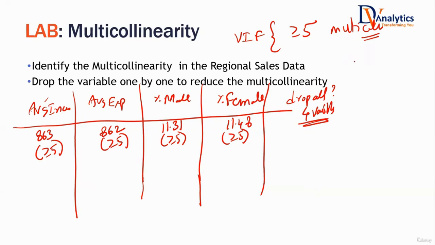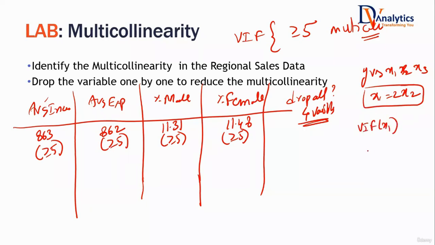There is a small twist in this tale. All of you focus on this. Y versus x1, x2, x3 is your model. Let us suppose x1 is 2 times x2. There is a kind of multicollinearity existing. When you're calculating VIF of x1, which is the x1 versus x2, x3 model, what will be the value? Will it be more than 5 or less than 5? More than 5. It will be more than 5.